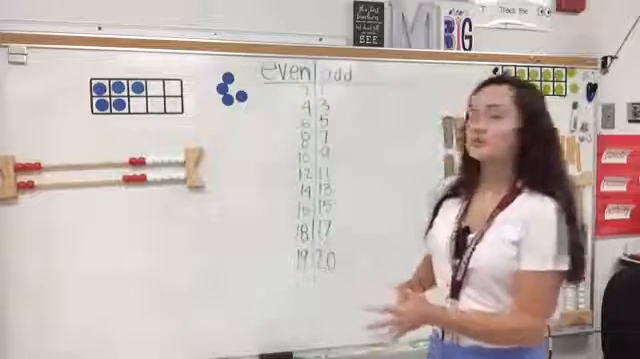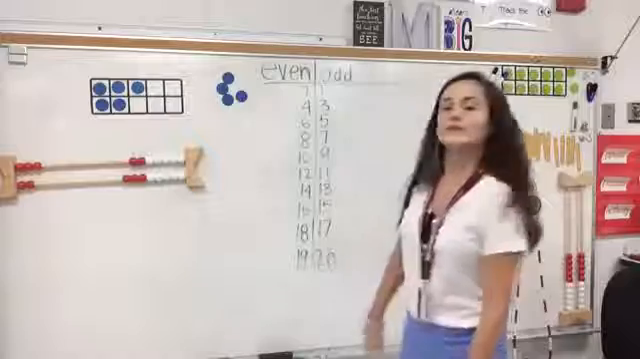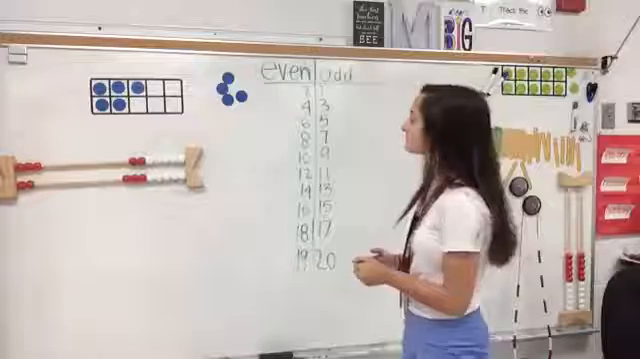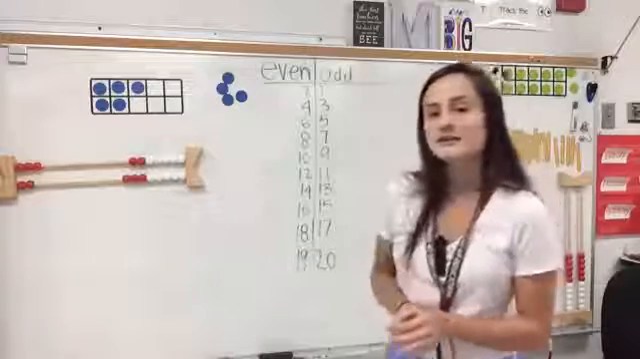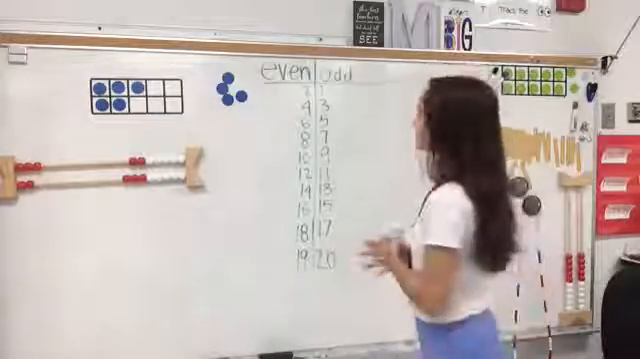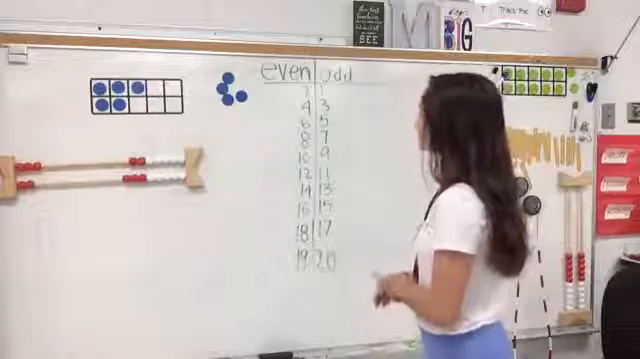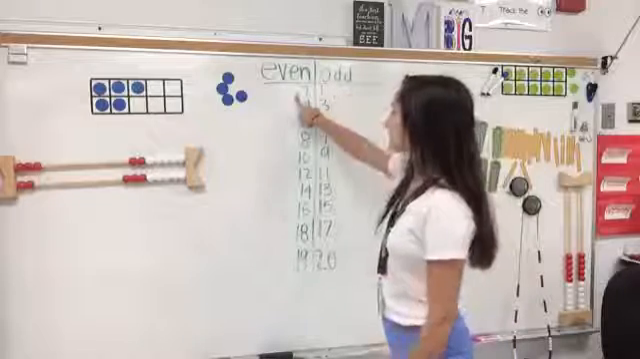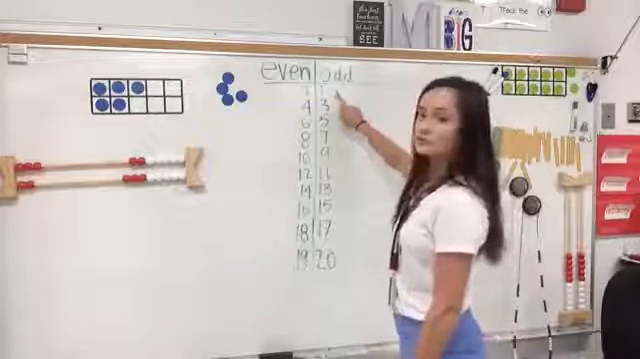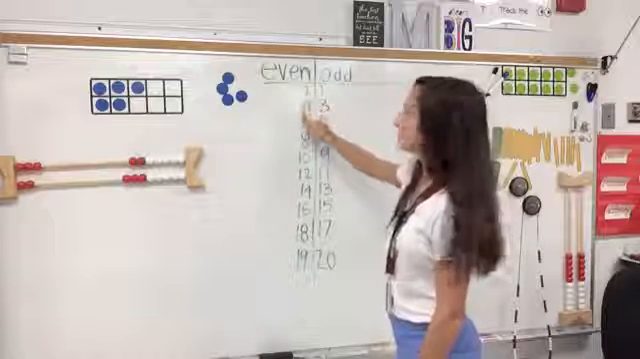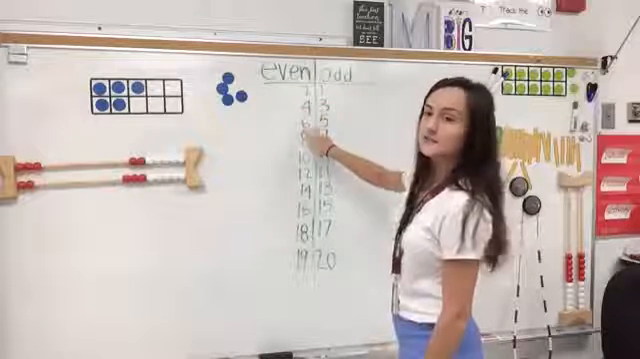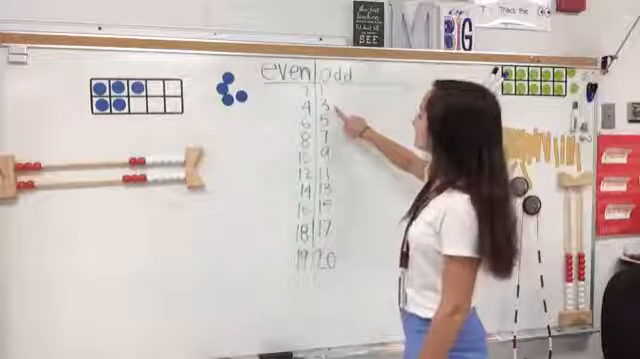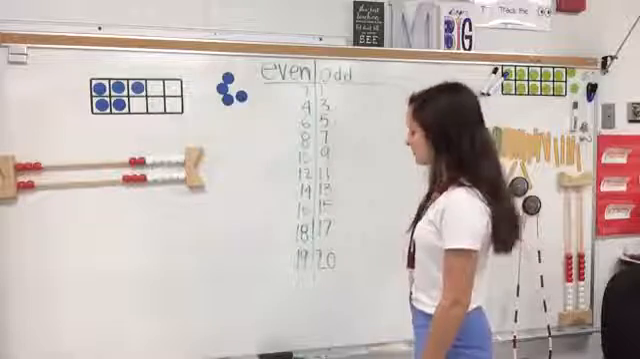Alright, do we have our T-chart filled out all the way to 20? Let's talk about some of these. Do we see any patterns? Look at your T-chart and see if you see any patterns. I see one. On both sides, you add 2. So 2 plus 2, 4. Plus 2, 6. And so on. It does it on both sides. 1 plus 2, 3. 3 plus 2, 5. And it goes all the way down.